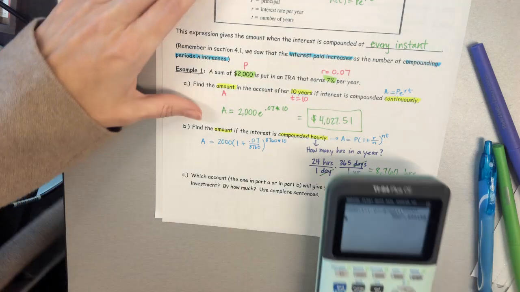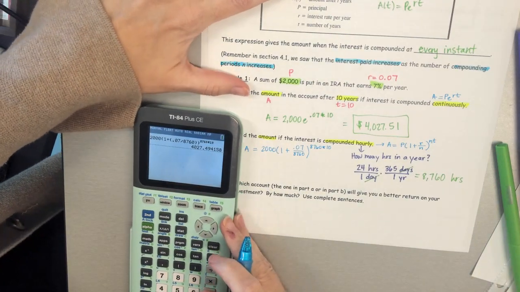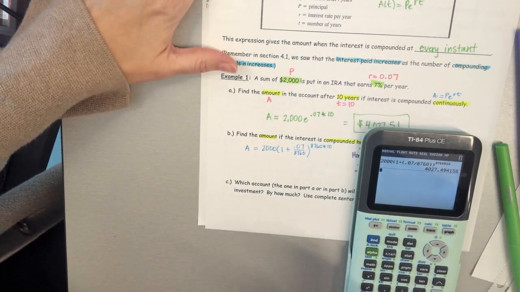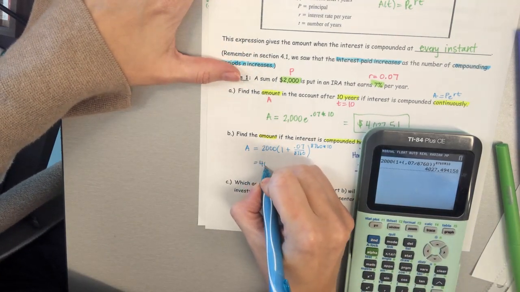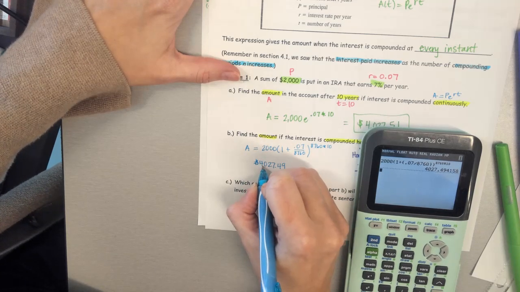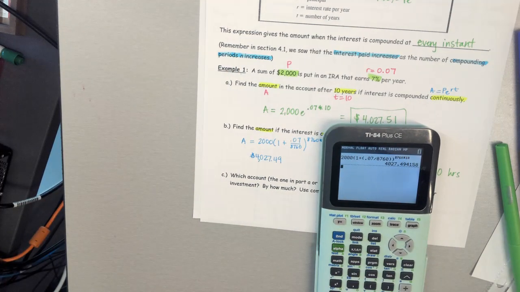All right, so let's make sure we all got $4,027.47. Yes. Okay, so if you made a mistake, that's okay. Let's use this to help us.